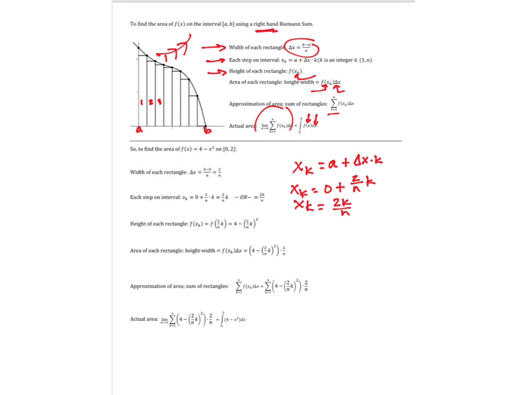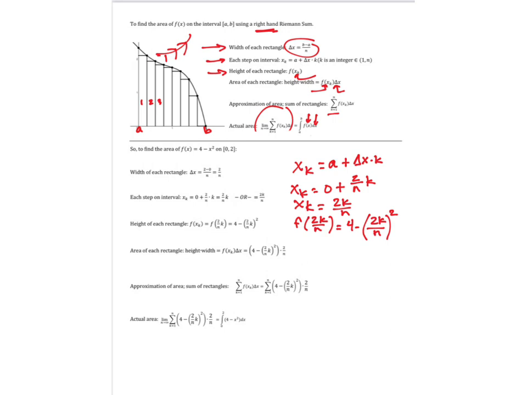Now, the height of each rectangle, using that x sub k business, is going to be f of 2k over n. And what was my function? 4 minus x squared. So it's going to be 4 minus (2k over n) squared. That's how I find the height of each rectangle.